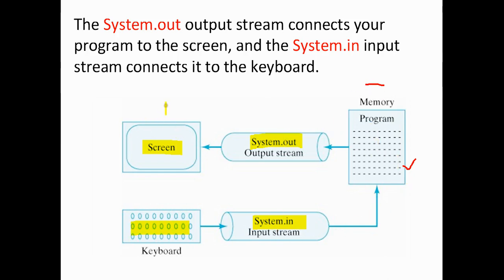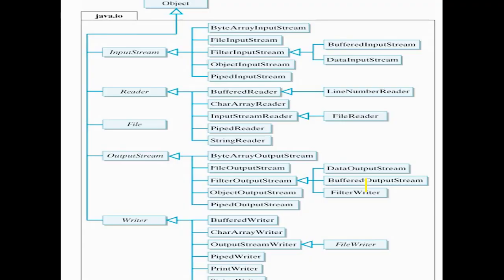The program does not know anything about these two. It does not know anything about whether the output is visible on the screen, or the input is coming from the keyboard. It is simply writing on the system.out and simply reading from system.in.